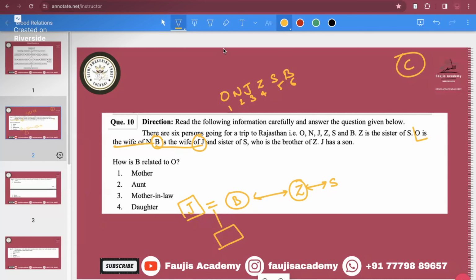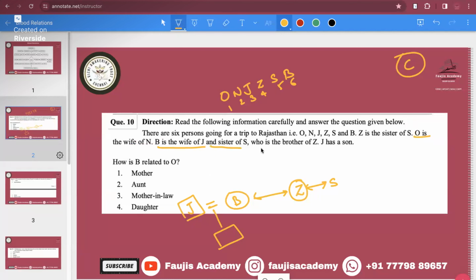Okay. So now what arguments are we left with? We already have O is the wife of N, and there is nothing more on that. B is the wife of J, we are done with this.